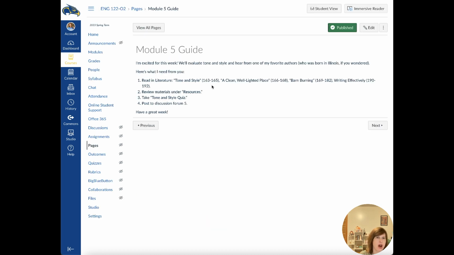The readings for this week are over tone and style on pages 163 to 165. Tone being the mood of writing and style being how it's written, which we'll go over very soon. And then there's a few stories to look at. A Clean, Well-Lighted Place on pages 166 to 168, Barn Burning on 169 to 182, and Writing Effectively 190 to 192. Obviously, we're going to review the materials and the resources. And then you have 2 assignments for this week, the Tone and Style Quiz and the Discussion Forum 5.